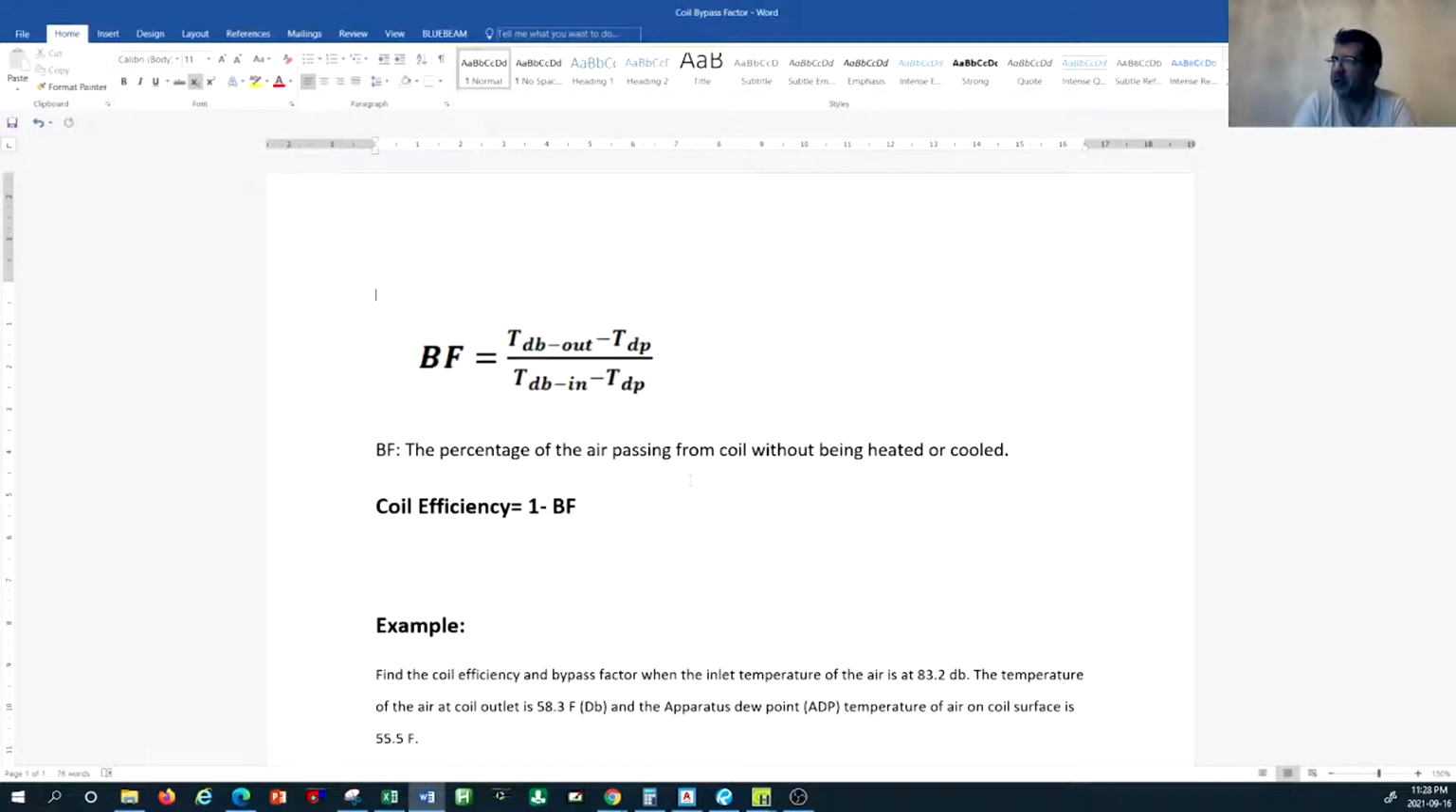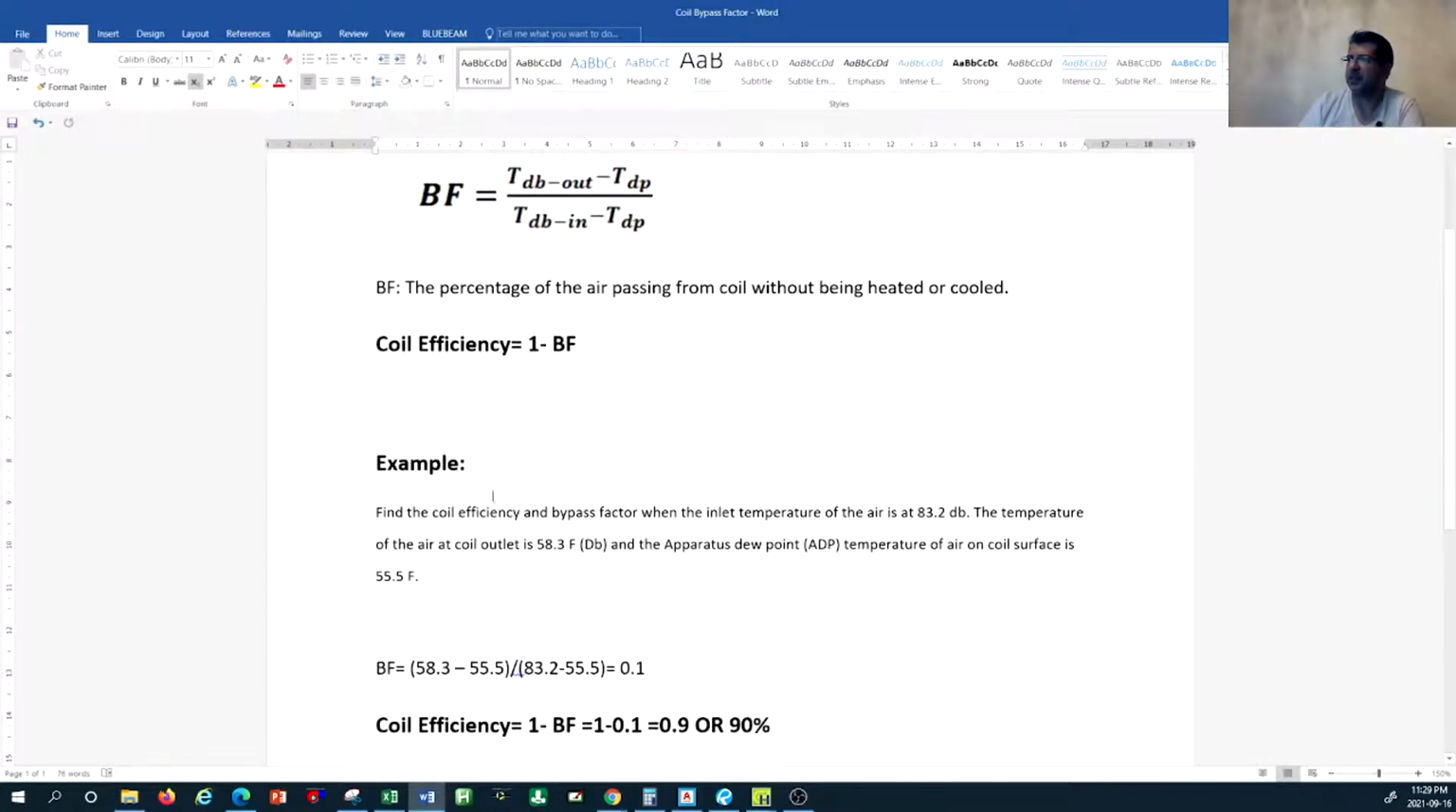So basically, in any condition, if you have the temperature of the inlet, the temperature of the outlet of the coil, as well as the apparatus dew point, you can calculate your bypass factor. And when you deduct the bypass factor from 1, you can get the coil efficiency, as you can see here.